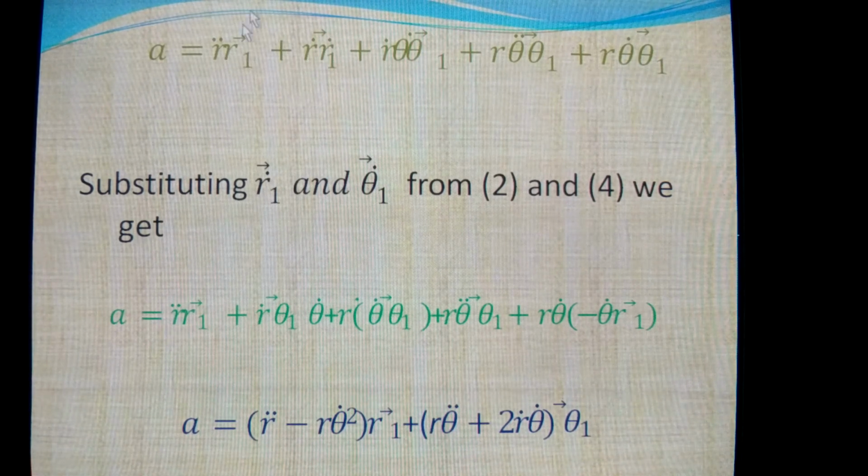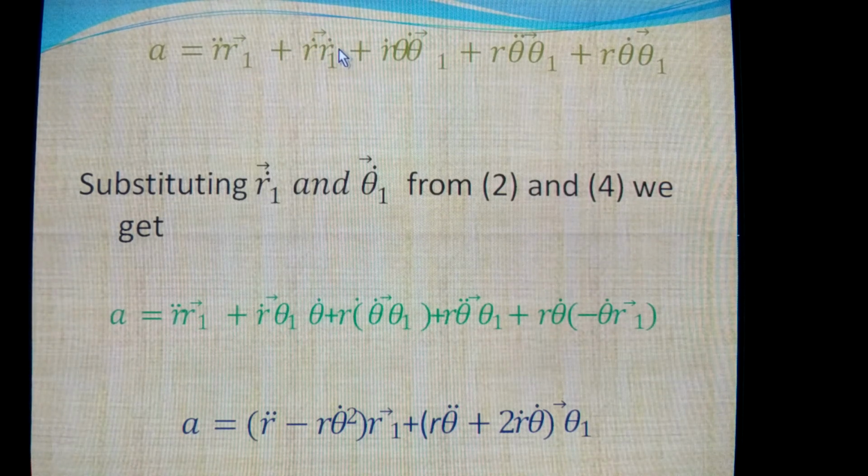So acceleration becomes r double dot r1 bar as it is, r dot into r1 bar dot, which is theta 1 bar into theta dot. Similarly, r dot into theta dot into theta 1 bar, then plus r theta double dot into theta 1 bar, and here r theta dot into theta 1 bar dot, and this I will replace by minus theta dot into r1 bar. So substituting r1 bar dot and theta 1 bar dot from equations 2 and 4.